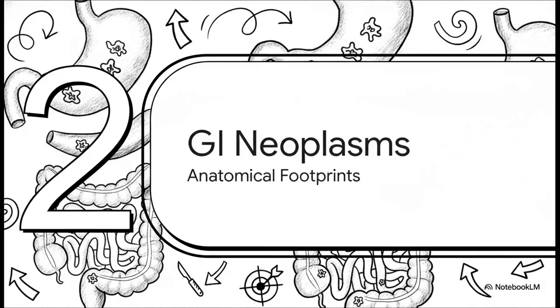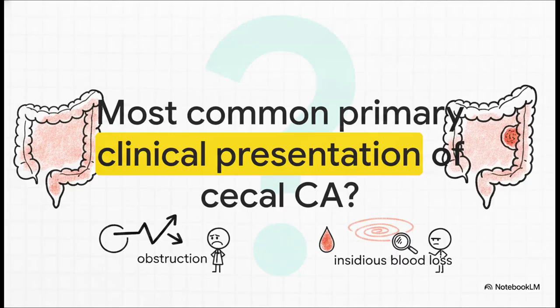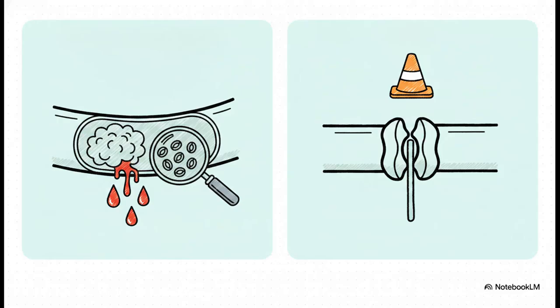Section 2. Colorectal and appendiceal neoplasms, looking at anatomical and oncological footprints. Try this one out. Which finding represents the most common primary clinical presentation of a right-sided cecal carcinoma? Is it acute obstruction, cachexia alone, iron deficiency anemia, alternating diarrhea, or pencil-thin stools? You got it. It's C, iron deficiency anemia. And this perfectly illustrates the difference in anatomical footprints.